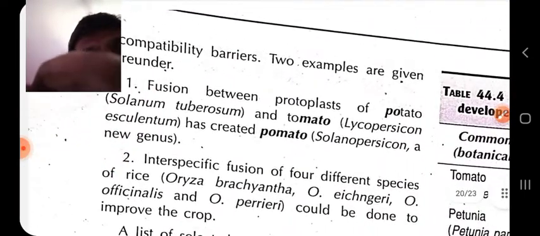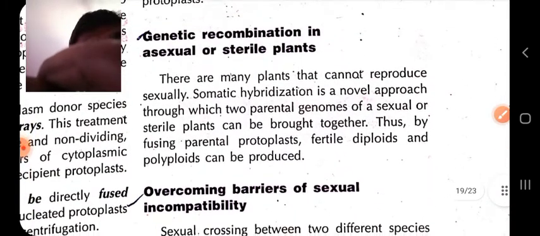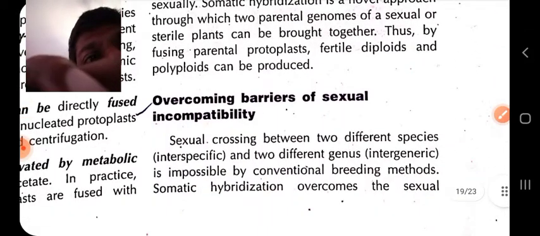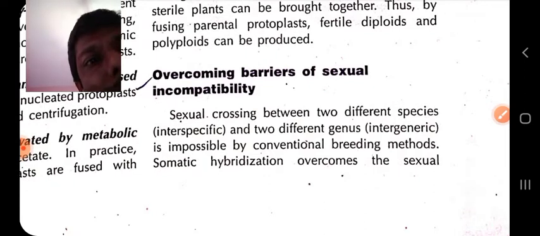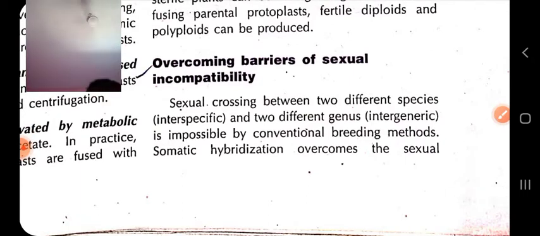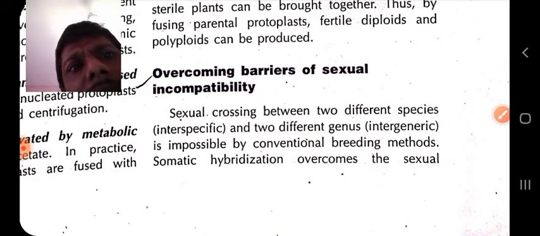Now let us see some examples related to incompatibility. Sexual crossing between two different species, which is called interspecific, and between two different genera, which is intergeneric, is impossible by conventional breeding methods. Obviously, two distinct species, interspecific, and two different genera, intergeneric, have totally different genetic constitutions.